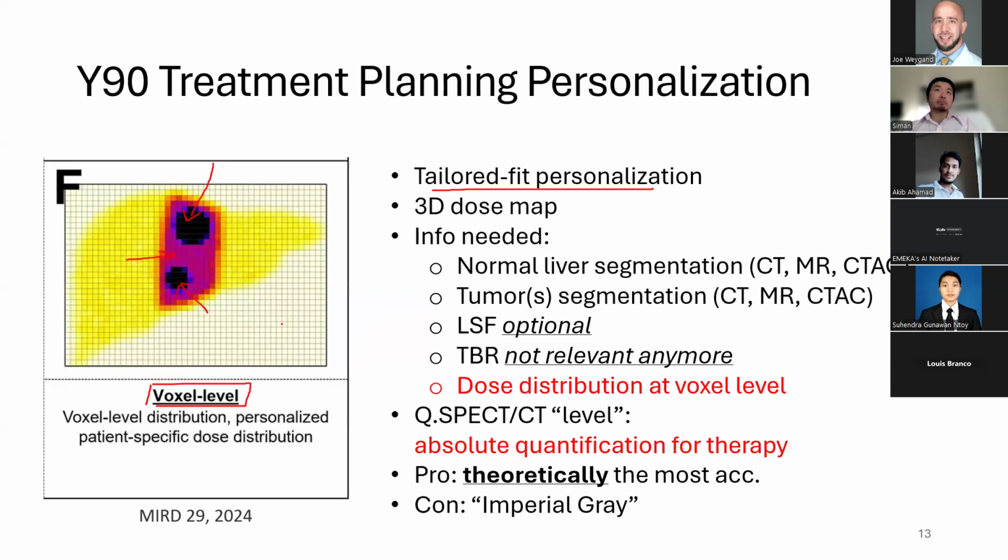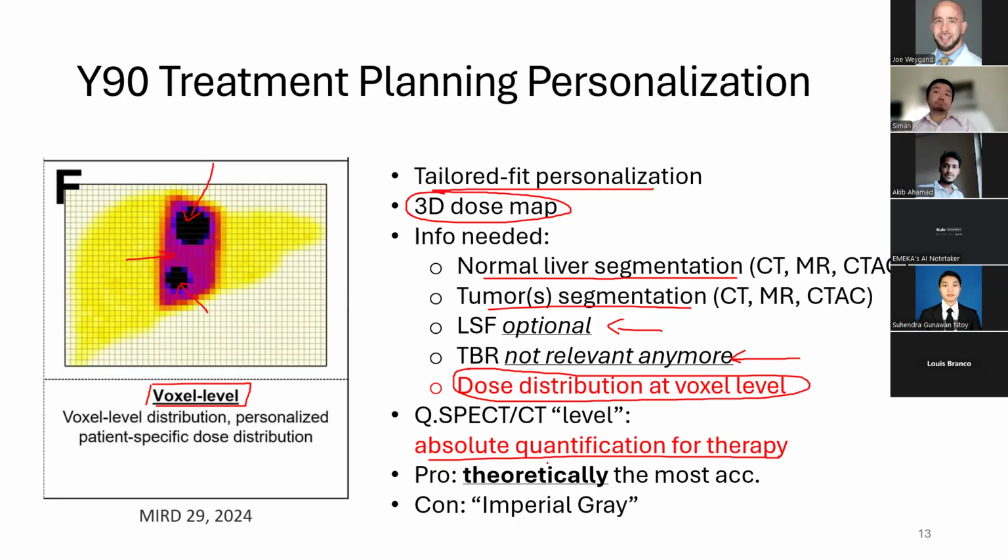However, we make a major assumption that the 3D dose map is correct, which may or may not be true depending on how you do it, but there's error pertaining to it. So, the info needed now: we still need segmentations of the normal liver and segmentations of the tumor. Lung shunt fractions now become optional. Tumor-to-background ratio is not relevant anymore. What you really need is the dose distribution at voxel level. So the quantitative level needed is an absolute quantification.